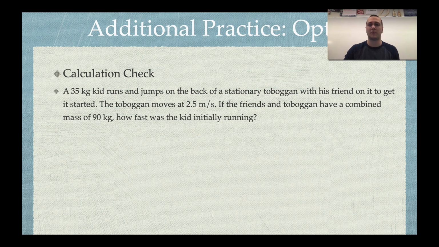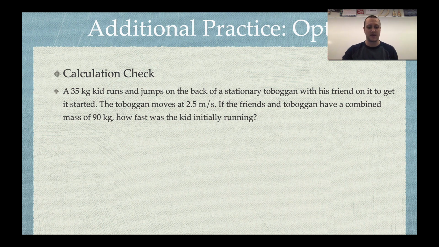Now, a quick additional practice that we can also look at. So we have a 35 kilogram kid who's going to run and jump on the back of a stationary toboggan with his friend on it to get it started. The toboggan then moves at 2.5 meters per second. And the friends in the toboggan have a combined mass of 90 kilograms. How fast was the kid initially running?